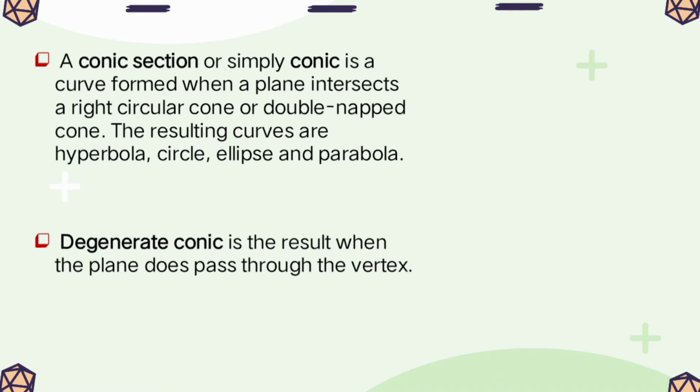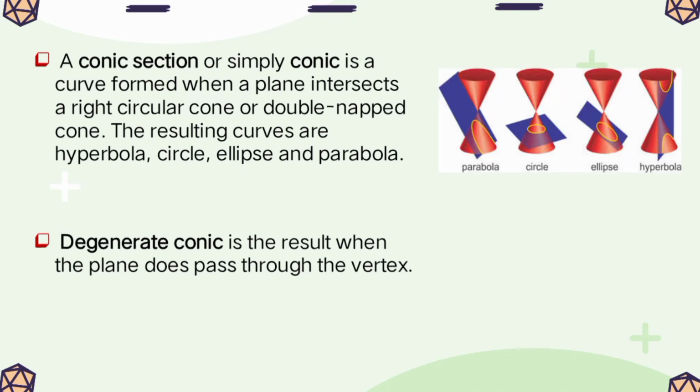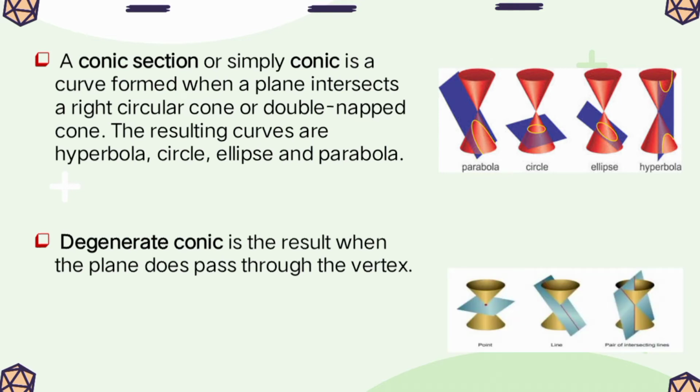So this is what a conic section looks like. Here it is: a parabola, circle, ellipse, hyperbola. It depends on the position of the plane. A degenerate conic looks like this: a point, a line, and a pair of perpendicular intersecting lines. Meaning to say, it has only one dimension.